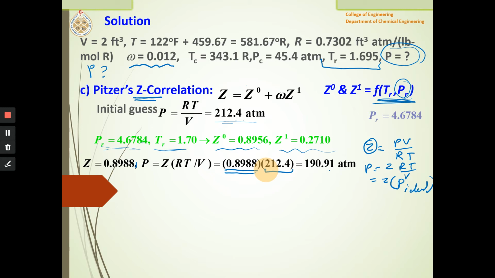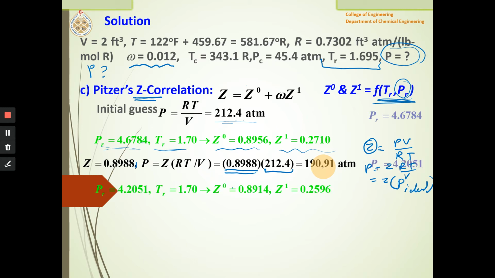Now that was based on my initial guess when the pressure is 212.4. My calculation took me to another pressure, which is 190.91. But this might not be true again, because that is just corrected. So I will repeat the same procedure again. I will take this pressure divided by PC. From this P, I will calculate a new PR. Of course, TR will not change because T and TC are constant, given in the question. Then I will calculate a new Z0, a new Z1, and I will repeat that part.